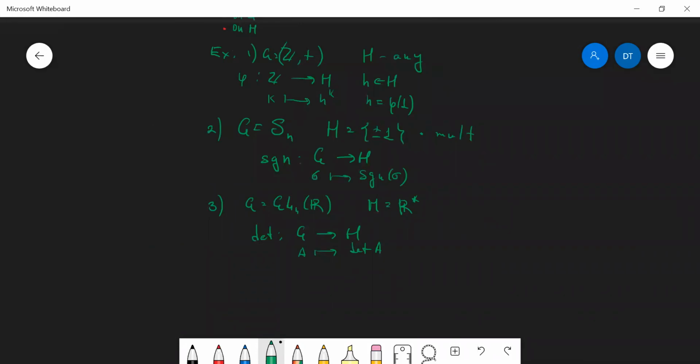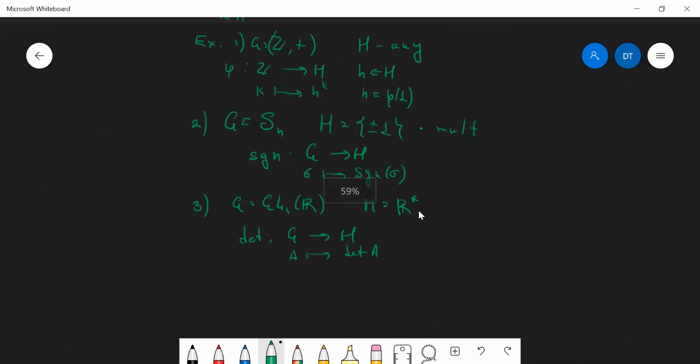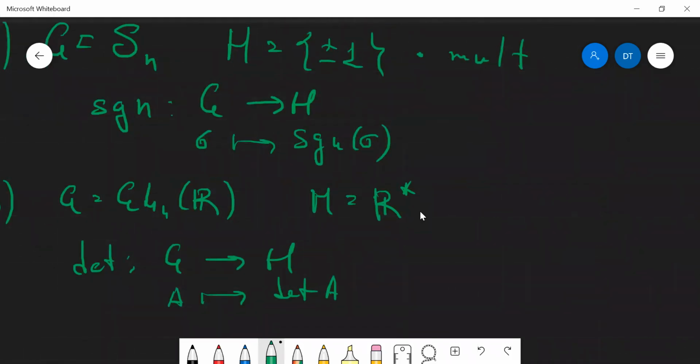Excuse me, and what is R star? Oh, okay. R star, as a set, is the set of all real numbers without zero, and the operation is multiplication.